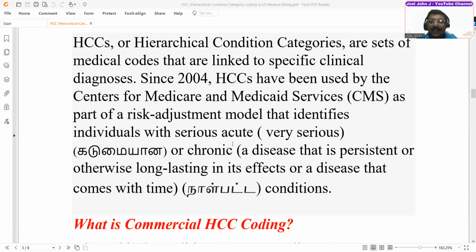In Tamil, we call it nalpatta condition. So what are chronic conditions? Mostly you hear about pre-existing diseases, not covered or pre-existing diseases covered, right? That's something related to chronic conditions. Okay. So in Tamil, nalpatta noi, in some TV shows and cinemas, I think we would come across this. I only just learned the meaning after studying this. Thanks for that.